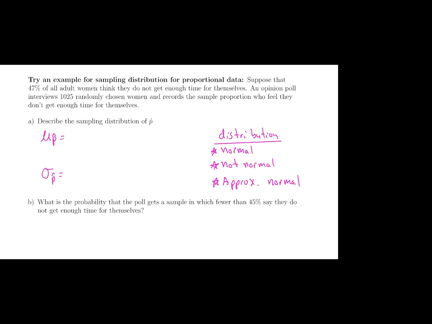So we'll put 0.47 as our population proportion. That's the percentage of adult women that think they don't get enough time for themselves.